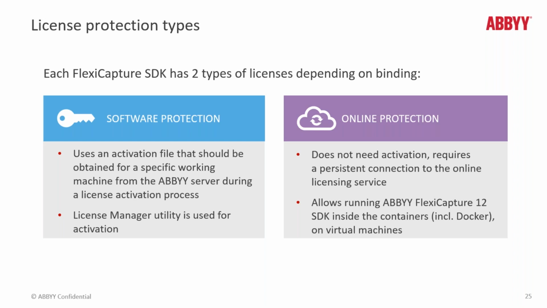There's no document data being exchanged or customer data. This is strictly about the license. One of our bigger requests is for running inside containers, Docker containers, or virtual machines that aren't static. What the online protection license allows you is that you can't have the license tied to a MAC address of a static machine.